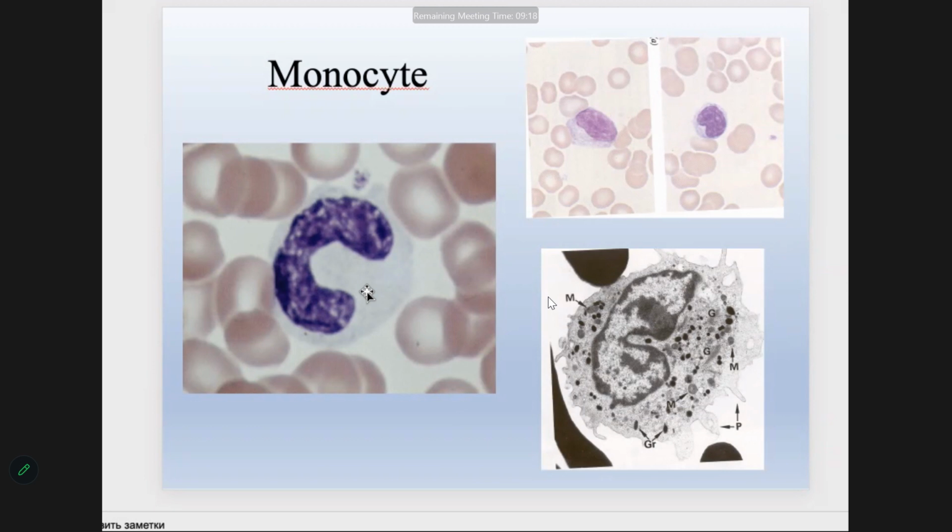Monocyte is situated in the bloodstream only for several hours and quickly migrates through the blood vessel wall to the connective tissues. In the connective tissues, monocytes transform into macrophages, cells of connective tissue, and perform their main functions.